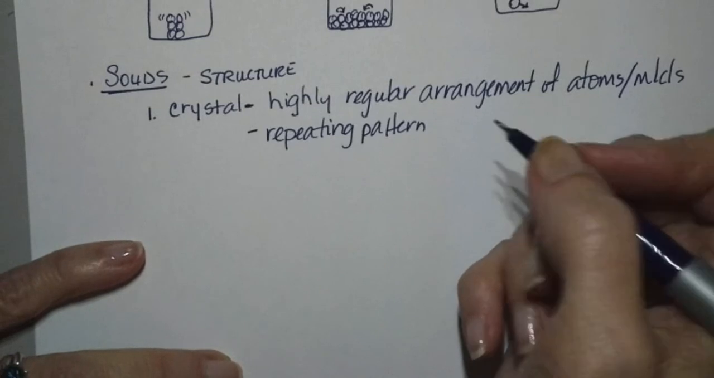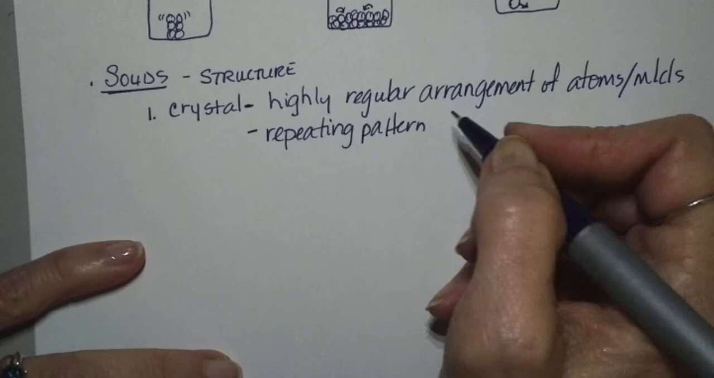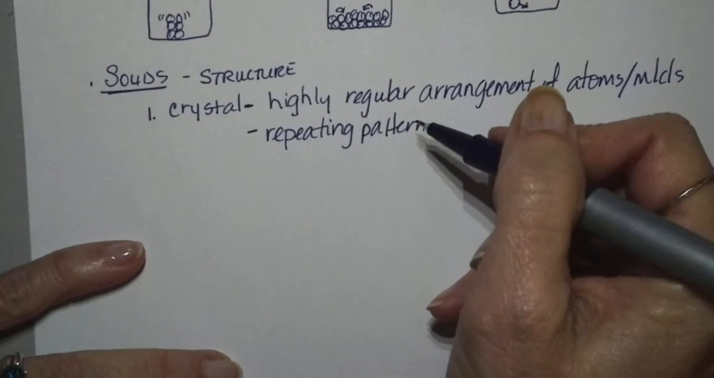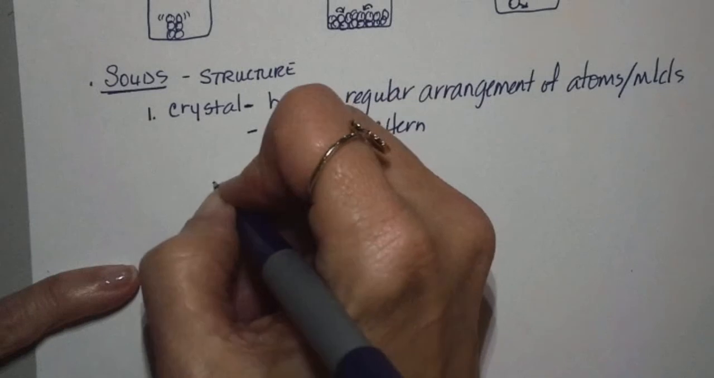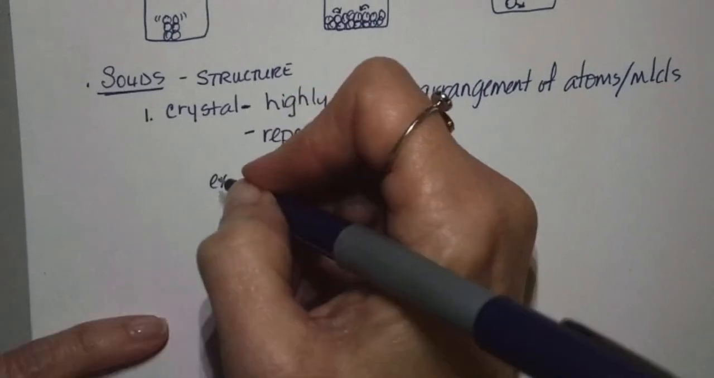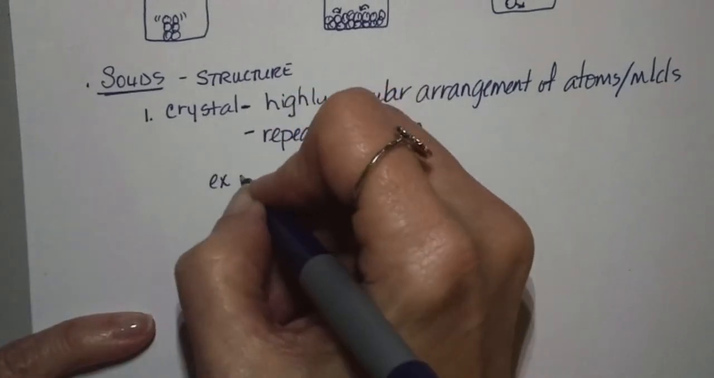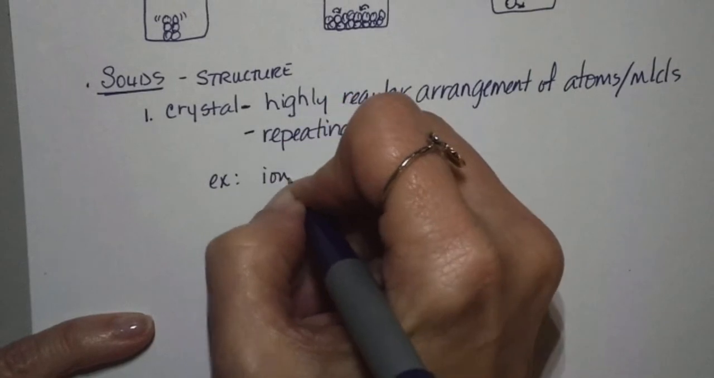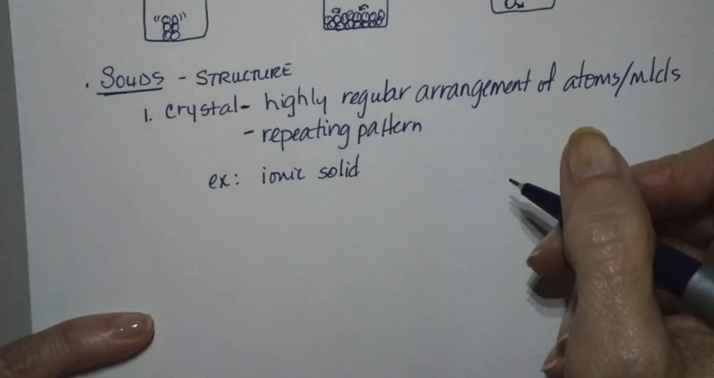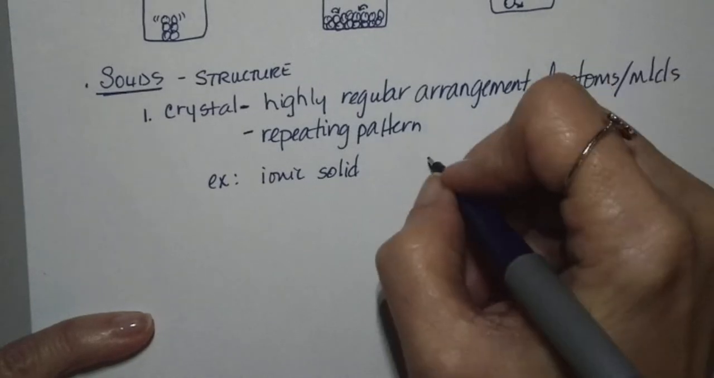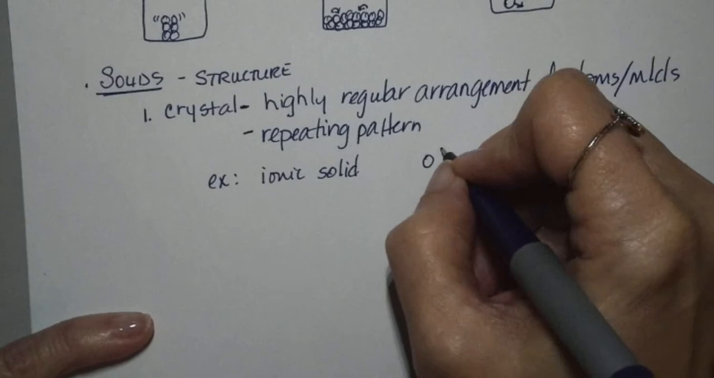So examples, an ionic solid. And again, whenever they want you to give examples of stuff, always think of the basics. Go for salt. When we have the salt, we have the Na and the Cl and the Na and the Cl. So we have the positive and the negative and the positive and the negative. So we could say NaCl here.